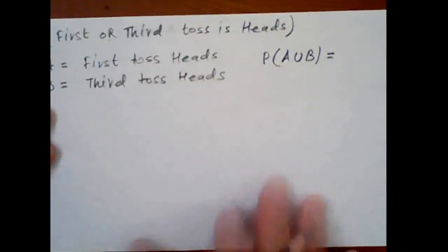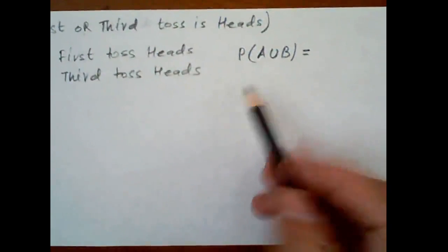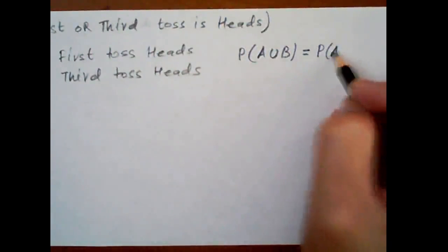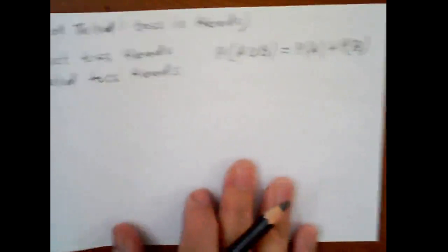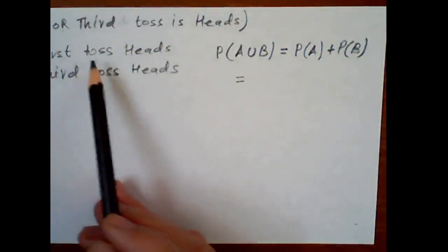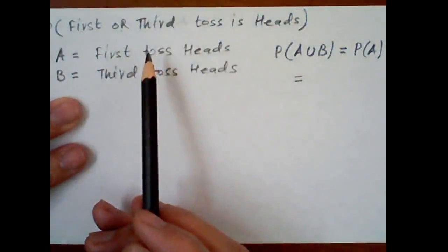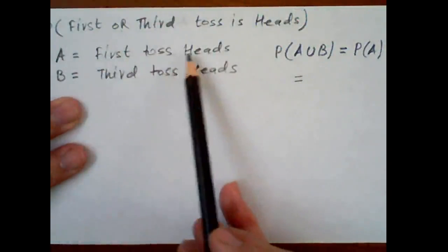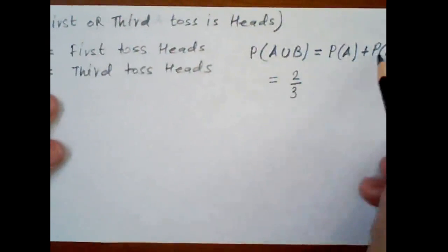Now if we are going to compute P of A union B as P of A plus P of B, let us see what is going to happen. What is P of A? What is A? First toss is heads. What is the probability of first toss being heads? Since it's an unfair coin with a probability of heads being 2/3, the probability of first toss being heads is 2/3. What is probability of B?